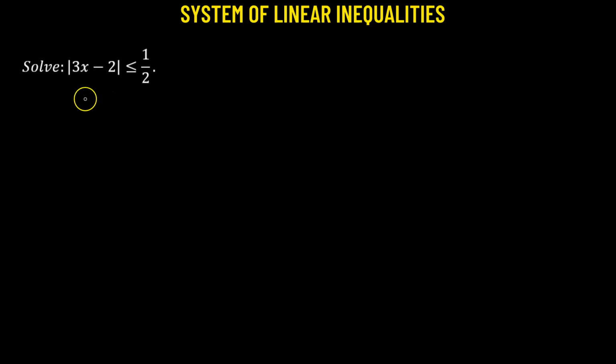Let's solve the following system of linear inequality. Here we are given the absolute value of 3x minus 2 is less than or equal to half. To begin with, we'll start with the definition of absolute value.